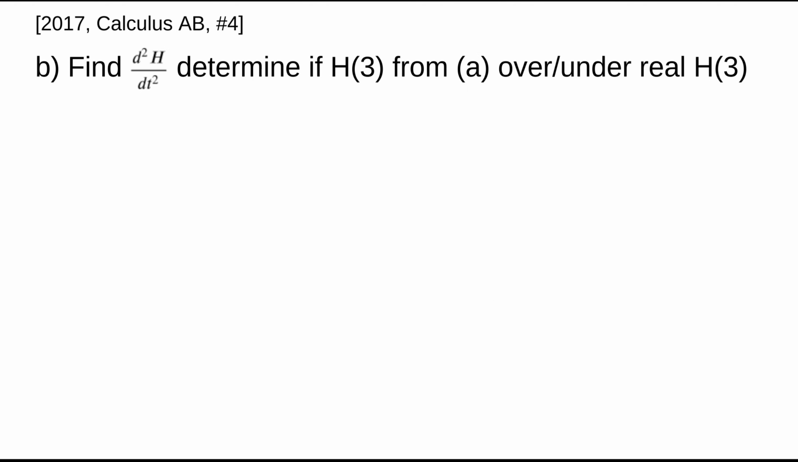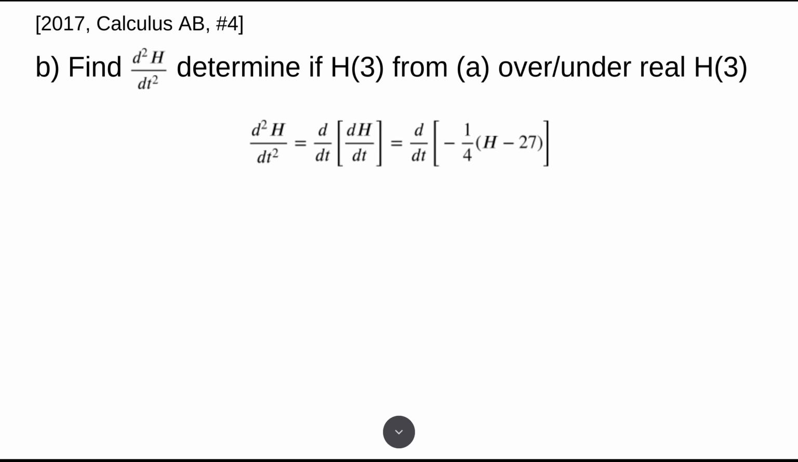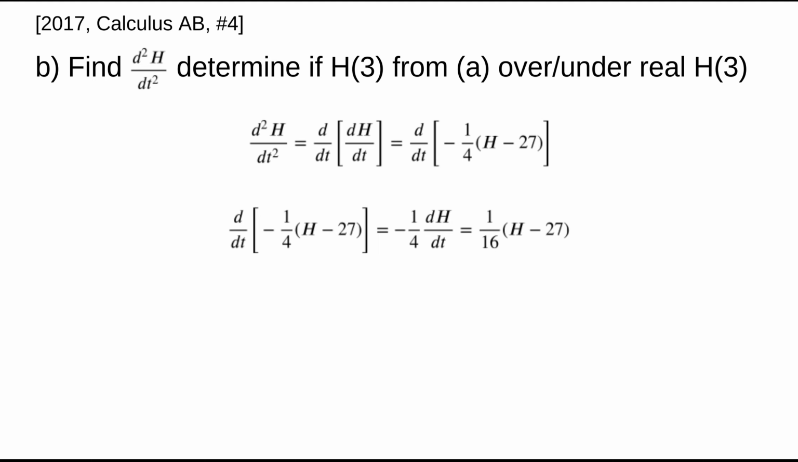In part B of the question, we are asked to find d squared h dt squared and determine if h of 3 from the previous part is an over or an underestimate for the real value of h of 3. We can find d squared h dt squared by differentiating dh/dt. When we do that, we get the derivative of negative 1/4 (h minus 27), which just turns out to be positive 1/16 (h minus 27). So that's the second derivative. This is going to tell us about the concavity of h.